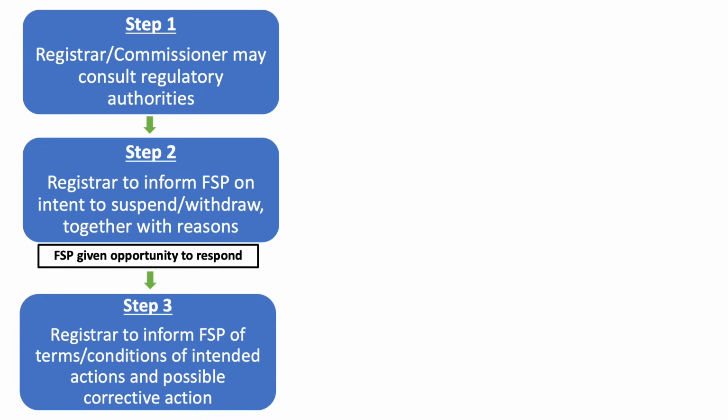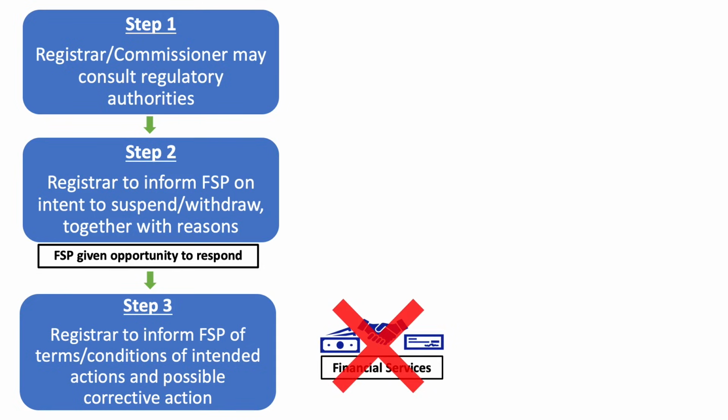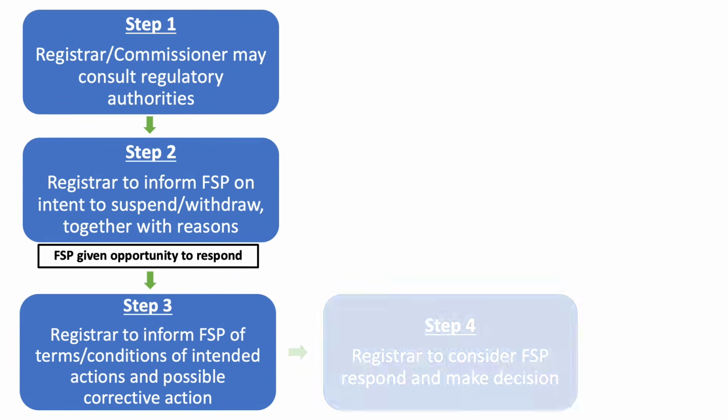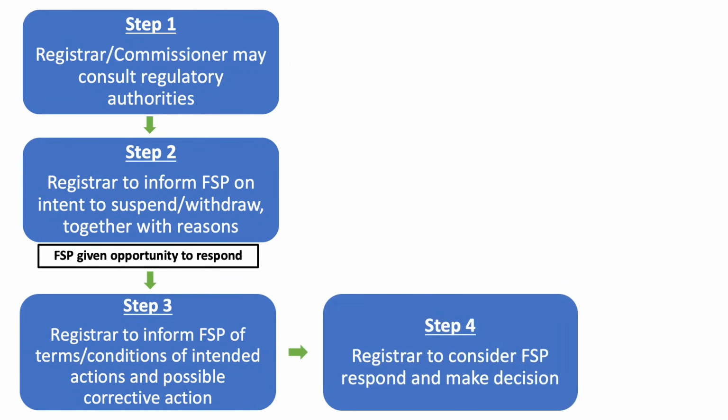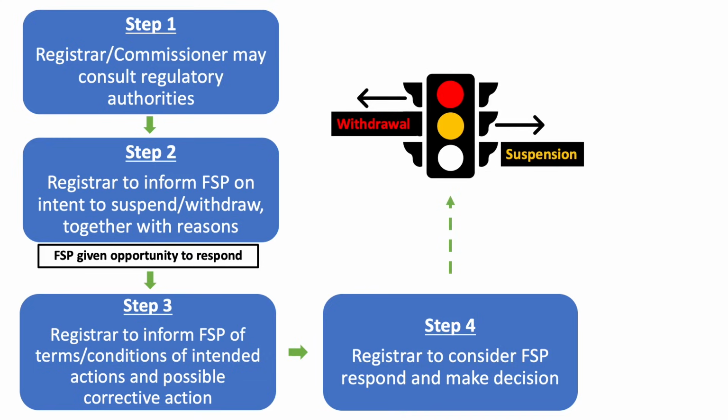These terms and/or conditions may include prohibiting the FSP from carrying on its business as an FSP in order to protect the interests of clients and the public. The FSCA will consider the response from the FSP before making a final decision to suspend or withdraw its authorization. The FSCA may also decide not to take these actions if the matter has been rectified.